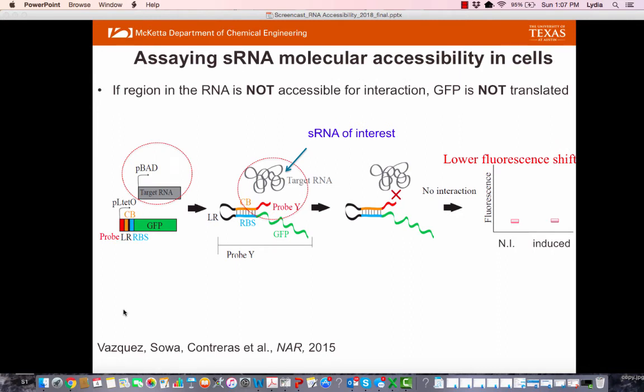In the opposite scenario, if this new probe, now shown in red, does not detect physically an accessible region within the RNA of interest, it won't be able to bind, the hairpin loop would remain closed, no GFP expression would be produced, leading to very little shift detectable in fluorescence.